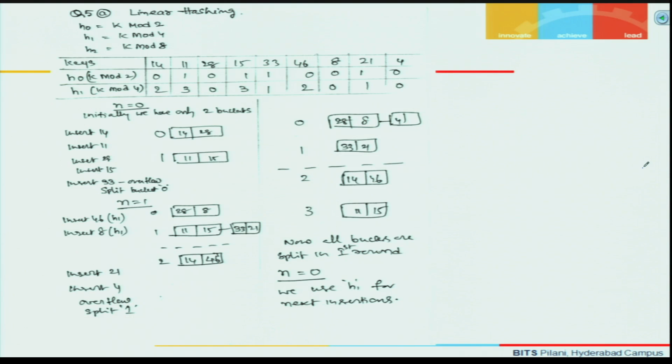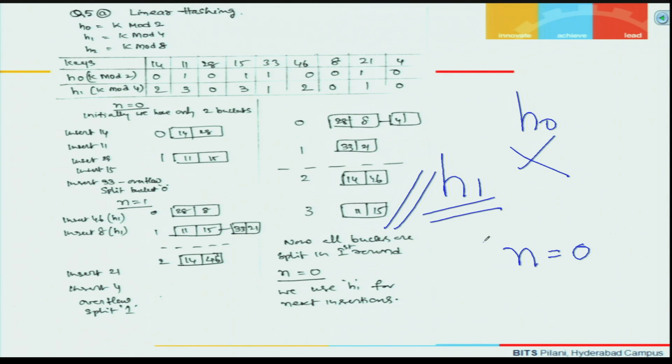Once all the buckets have been split or all the buckets have split images, automatically what happens? Again n becomes 0. Since all the buckets have been split and every bucket already has a split image, we don't have to use H0 at all. Now we can straight away start using H1. If there is a collision, again we will be using H2 and the n will be increased, and that will point to the next bucket to be split.